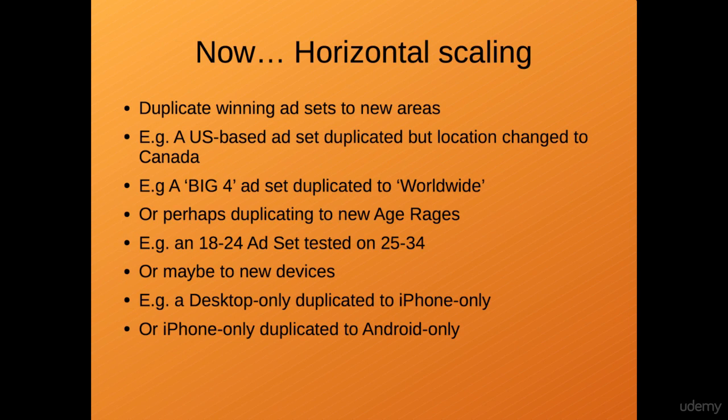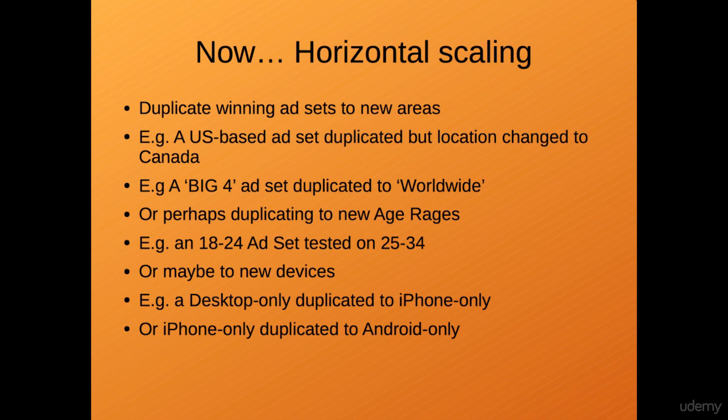Perhaps you're duplicating to new age ranges. You have a profitable ad set hitting the 18 to 24 age range. So you duplicate it, and in this new duplicate settings, in the ad set settings, you change the age range to 25 to 34 and test this new age range. Obviously, you do keep the original running because it's profitable.